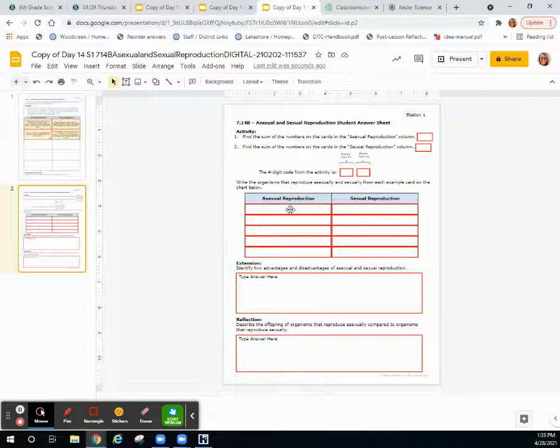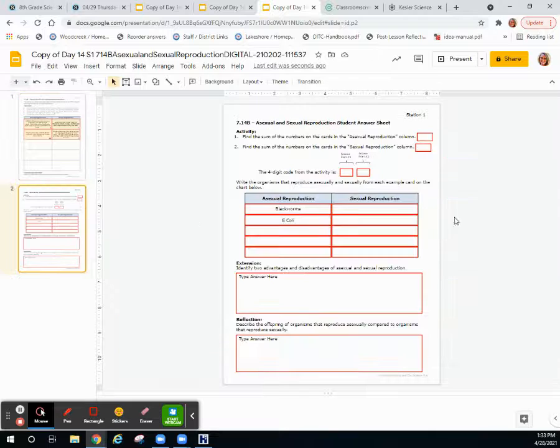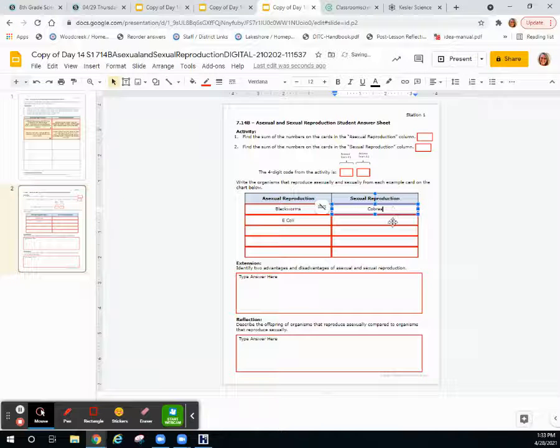Okay? So examples of asexual reproduction were blackworms, mudworms, and E. coli. Blackworms and E. coli. And then for sexual reproduction, we had salmon and cobras. Male-female cobras and male-female salmon. Okay? And just as a study thing to help you, you could even put the male-female in there to understand that the genetic material is coming from two different types of that species.